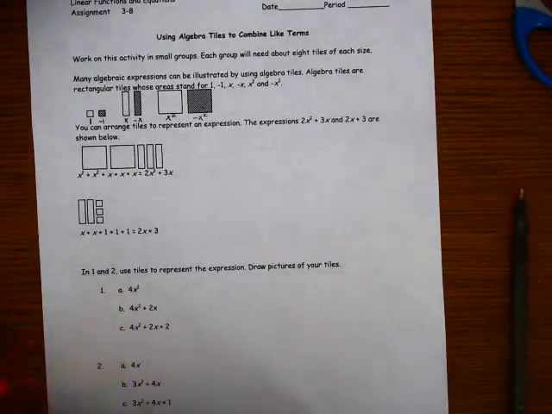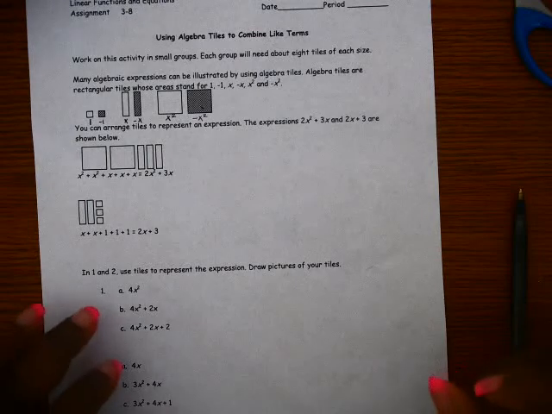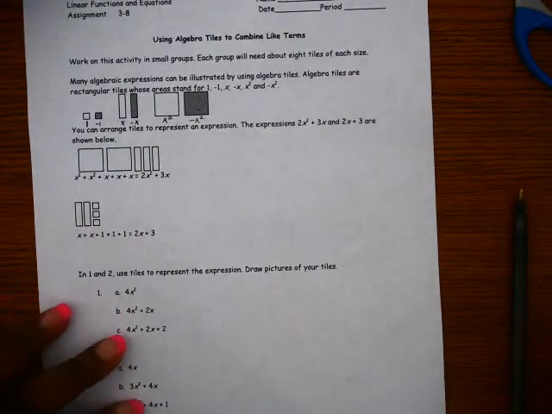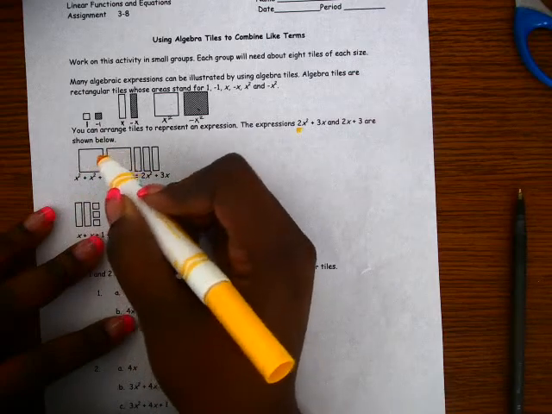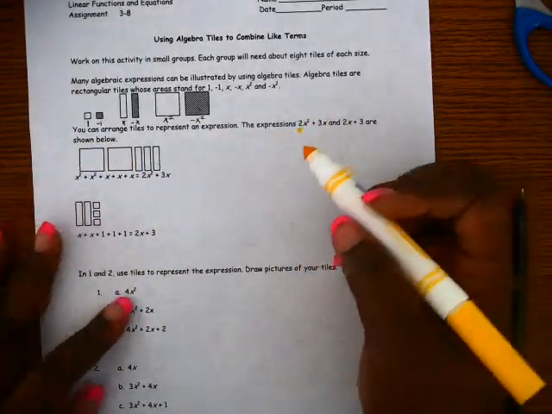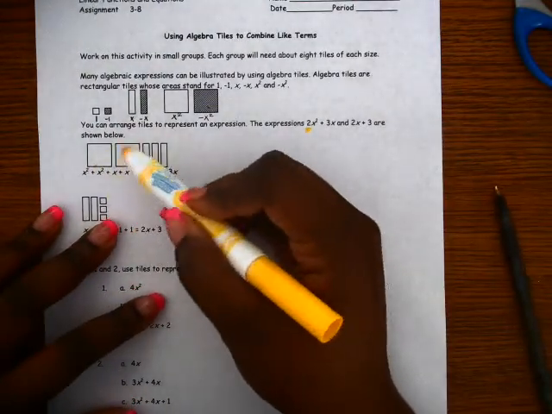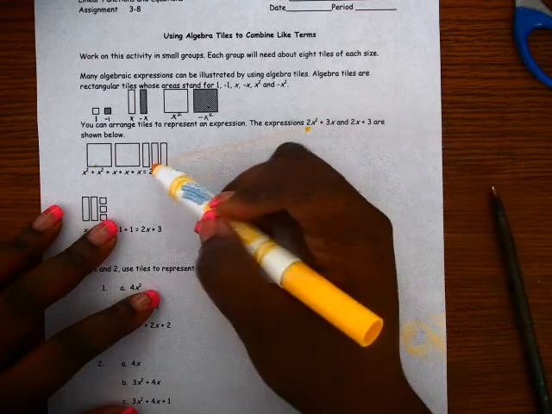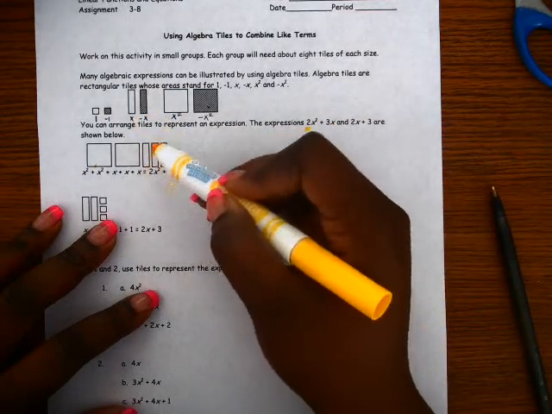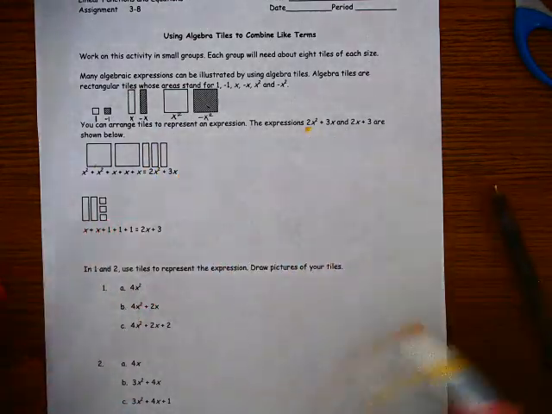You can arrange the tiles to represent an expression. So this current expression is 2x squared plus 3x, and 2x plus 3 is shown below as well. Since we have 2x squared, the 2 represents how many big squares I should have. Notice there is no negative sign, so we always assume that a number is positive if it doesn't have a negative sign. That's why I have 2 large squares. Now I have 3 x's, and the x is represented by the long bar, so 1, 2, and 3 of those represent 3 x's. So that's simple.